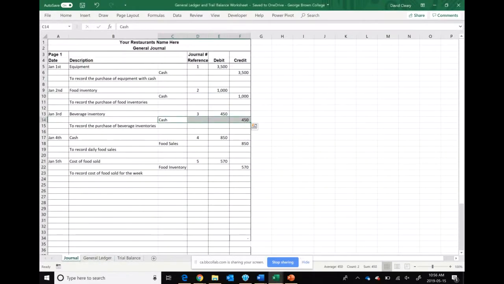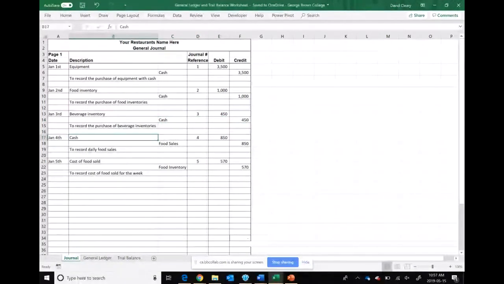Go back to our journal here. And next we're coming to the next one, which is to record daily food sales. Now, because I don't want to make a liar of myself, I'm going to change this from $850 to $8,500. Okay, so 8,500. I'm just changing that number to make this example more realistic. So this happened on January 4th. Our reference number is 4. We debited cash by 8,500, and we credited food sales by 8,500.